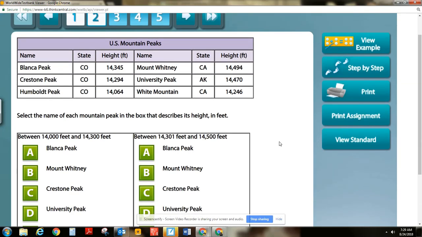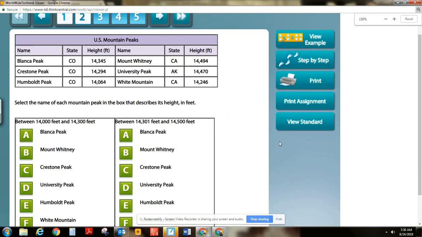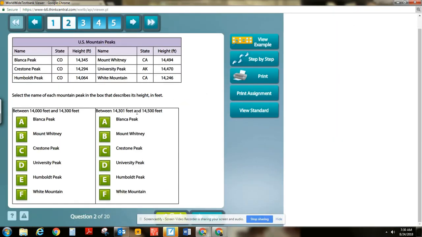Number 2. Oh, man, look at all this information. This is one of the things that I see right away is, man, there is a lot of information in this problem. I got this table here. I got some big numbers. I got mountain peaks that I may not be able to read the words of. I got states. I got all this information. And then I have all of these answer choices. So, all right, let's take a look at it.